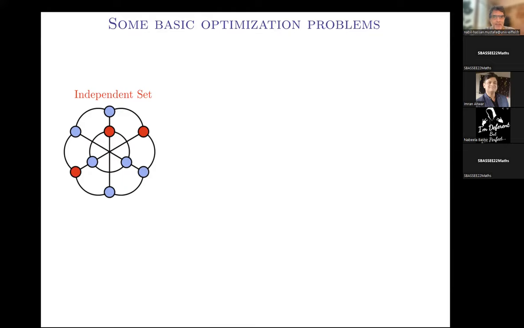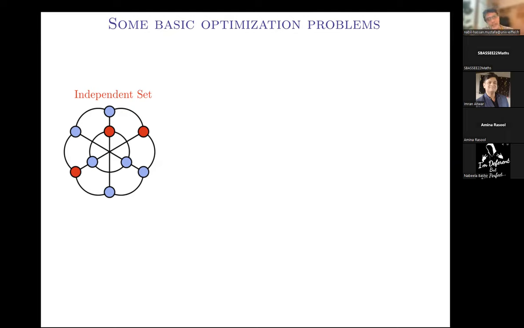Probably. I didn't look that hard, but it's a tough question, and it's a very basic combinatorial question. I give you a graph and I ask you, give me a subset of vertices of the largest size, which have no edge among them. Its inverse question is the clique problem. I give you a graph and you want to compute a clique of largest size.